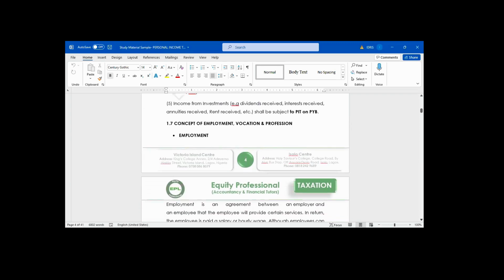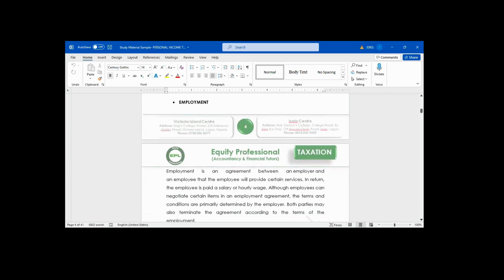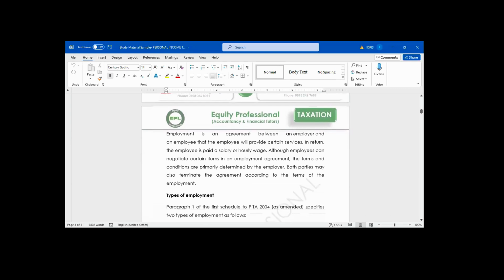Now, one of the incomes under personal income tax is income coming from employment. If you are an employee, the income you receive from your employer is one of the incomes under personal income tax. And what is employment? Employment means an agreement between who? Between employer and employee, where the employee provides certain service. In return is the payment of what? Salaries and wages.